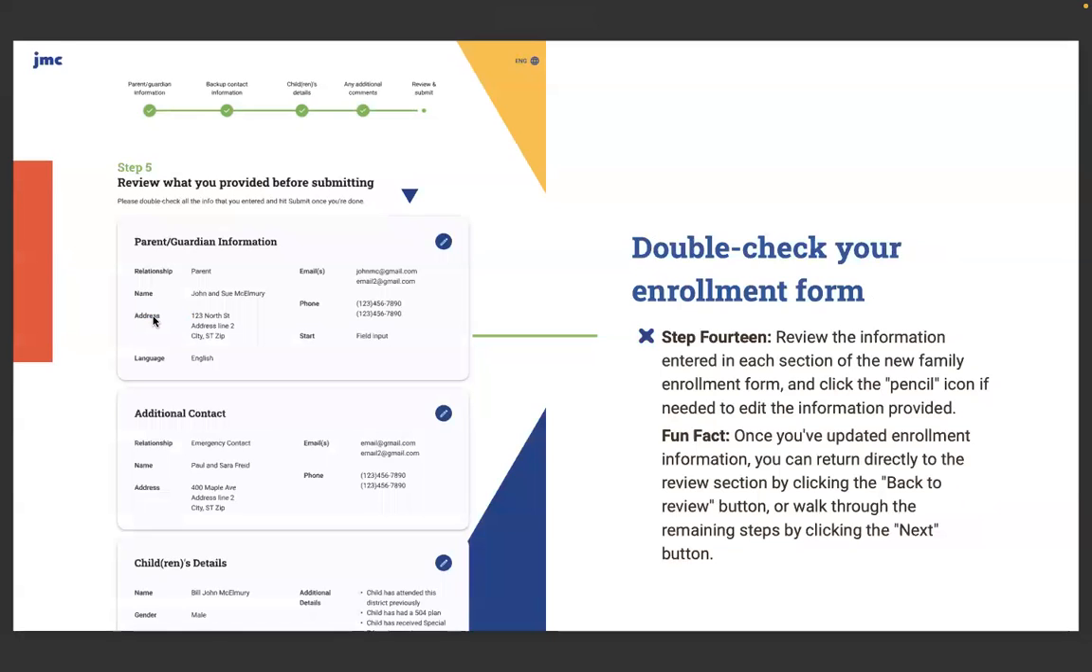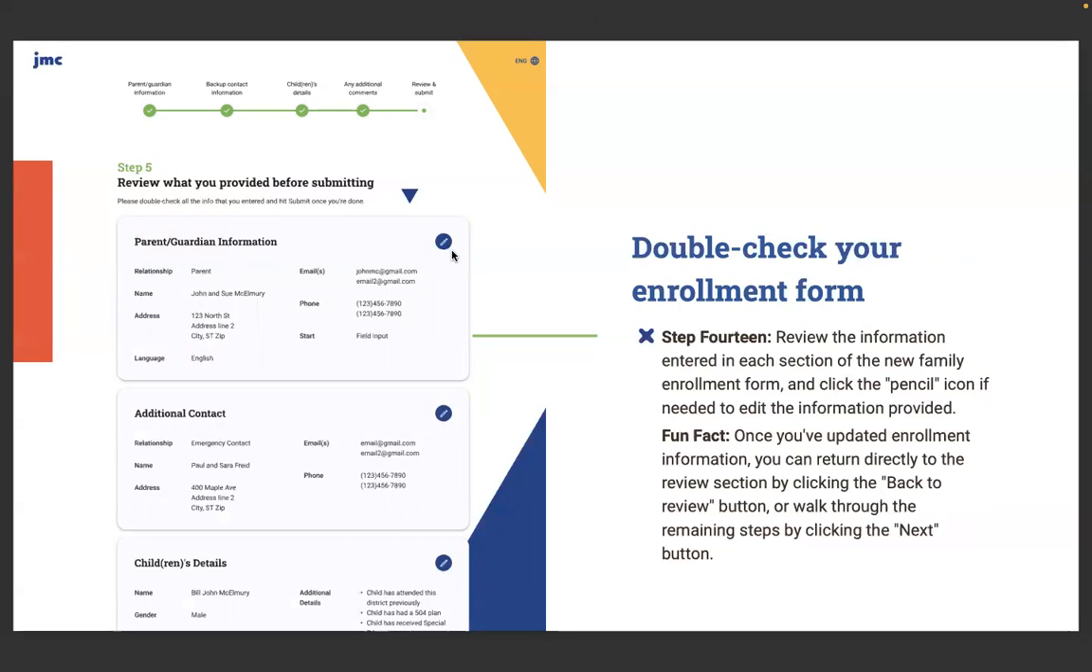This is a really handy page before submitting, where a family can review all of the contacts, parent information, and children's information that they've filled out throughout the process, and can jump back to edit any of those pieces as needed. So step 14 is to review the information entered in each section of the new family enrollment form and click the pencil icon if needed in order to edit the information provided.